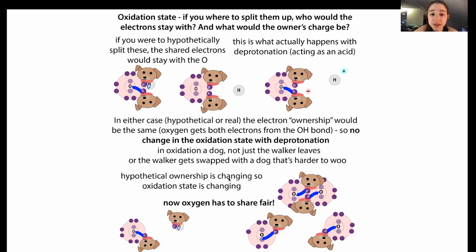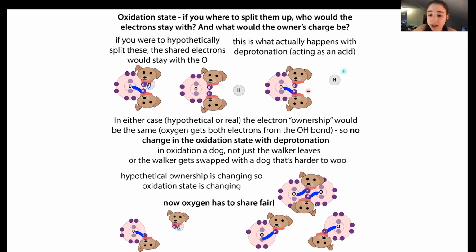A change in oxidation state does not happen with deprotonation or protonation. If you want an oxidation state to change, now you have to have the dog and not just the walker leave. You need to actually have the electron leave or get swapped with something that's harder to woo. With deprotonation, you don't have the dog leaving, you just have the walker leaving. If a hydrogen with an electron were to actually leave, now you would have an oxidation state change, because the hydrogen's actually keeping its electron, and before it was having to give it over to the oxygen.